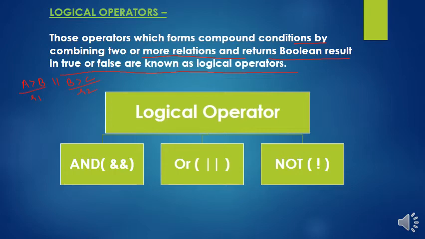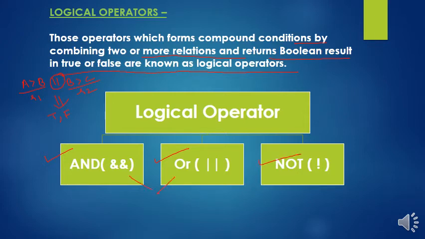So relation 1 is what? A is greater than B. Relation 2 is what? B is greater than C. So here OR is used to combine the relational expressions and it gives the result in the form of true or false. Logical operators are divided into three categories: AND is represented by double ampersand, OR is represented by the pipe symbol, and NOT.